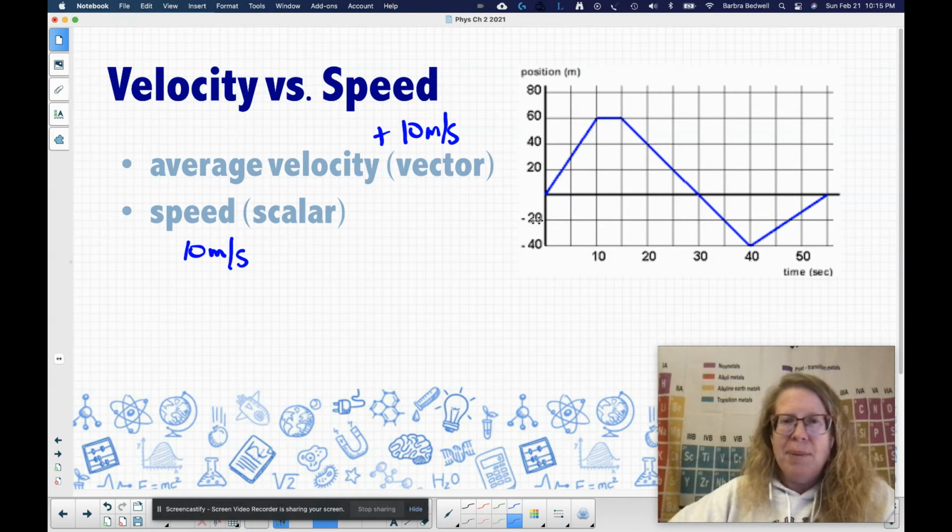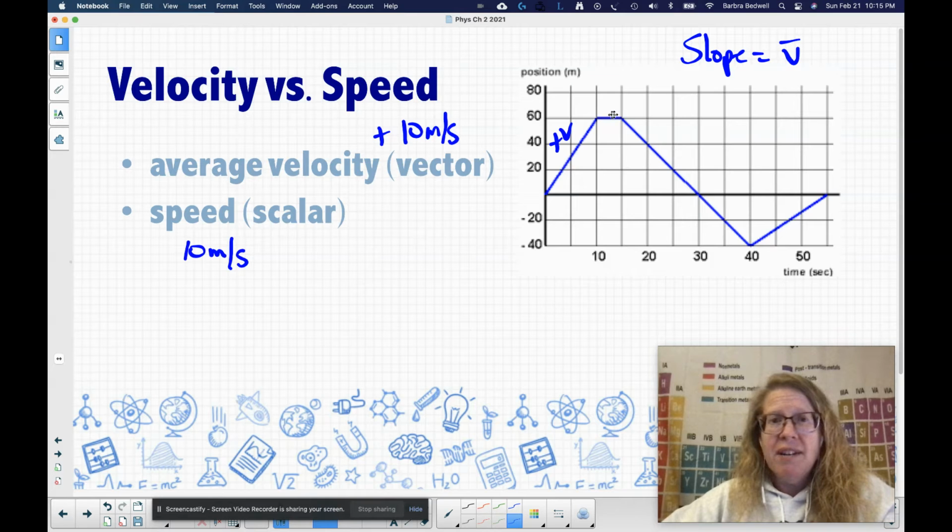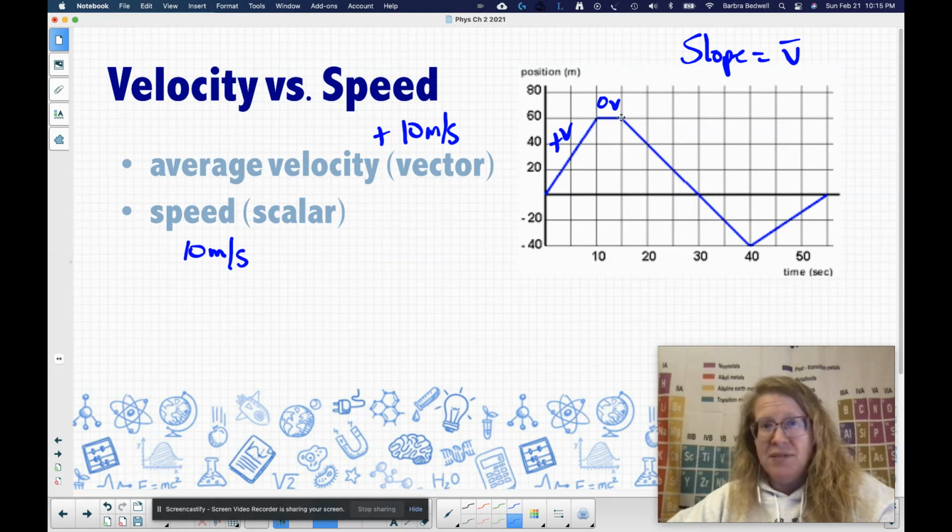So if we've got a position time graph like this, again, the slope is equal to velocity. Slope equals velocity. This one right here has a positive velocity. This one right here has 0 for a velocity. It's not going anywhere, right? It's staying at 60 meters for, I don't know how many seconds that is, 5 seconds.